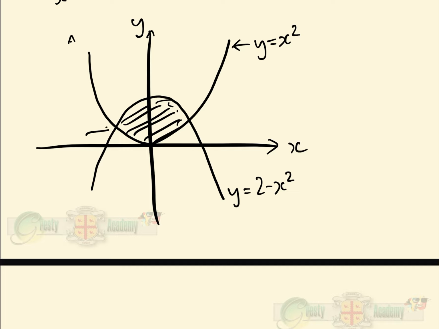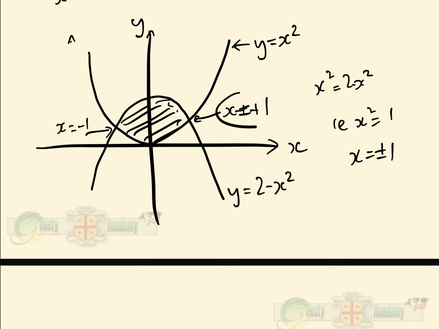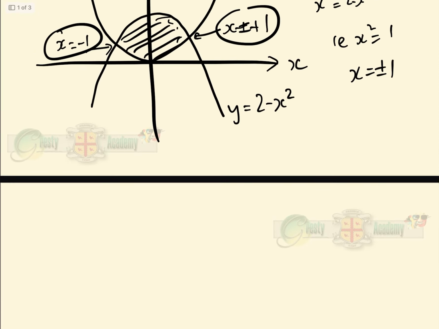What we need to do first of all is find out what these intersection points are. That's when x squared equals 2 minus x squared, i.e. when x squared equals 1, i.e. x equals plus or minus 1. Those 2 points there are x equals minus 1 and x equals plus 1, and so they are going to be our limits of integration for x. So that's quite easy.